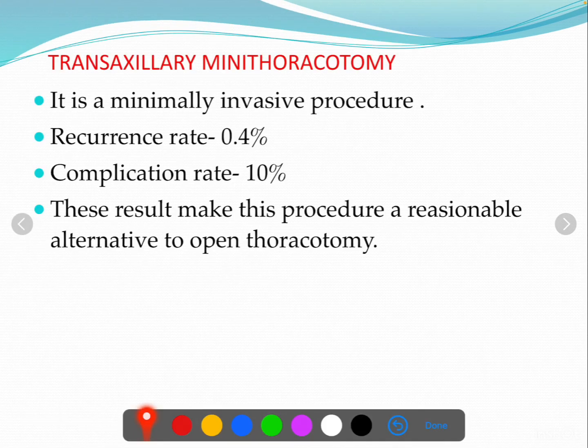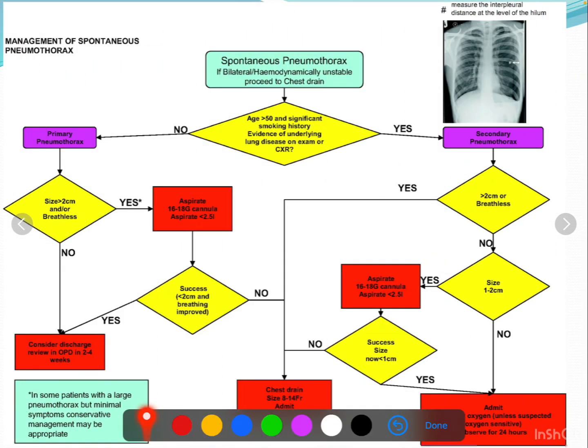What about the transaxillary mini thoracotomy? It is a minimally invasive procedure and the recurrence rate is 0.4%. The complication rate is 10%. These results make this procedure a reasonable alternative to open thoracotomy. So yes, we can perform this also.